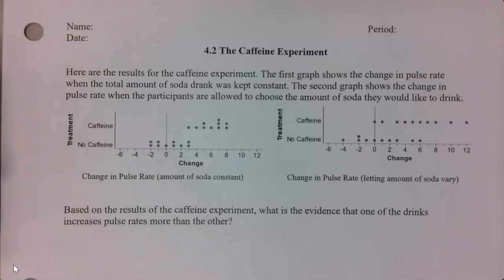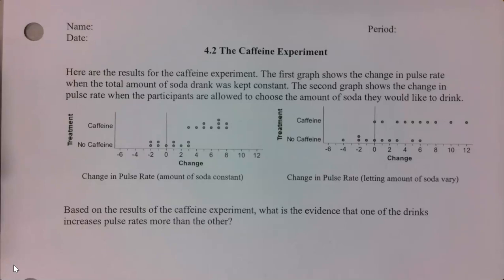So today we are talking about that hypothetical caffeine experiment we were going to do yesterday. So we have some results from the caffeine experiment. The first graph shows the change in the pulse rate when the total amount of soda drank was kept constant. Everyone was given like 2 milliliters of soda, and they either have one that has caffeine or one that doesn't have caffeine. In the second graph, they're allowed to choose how much soda they want to drink.